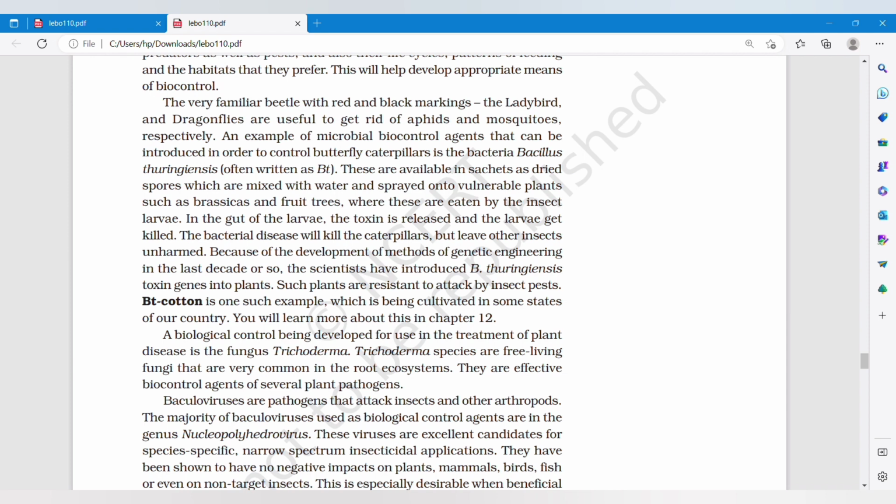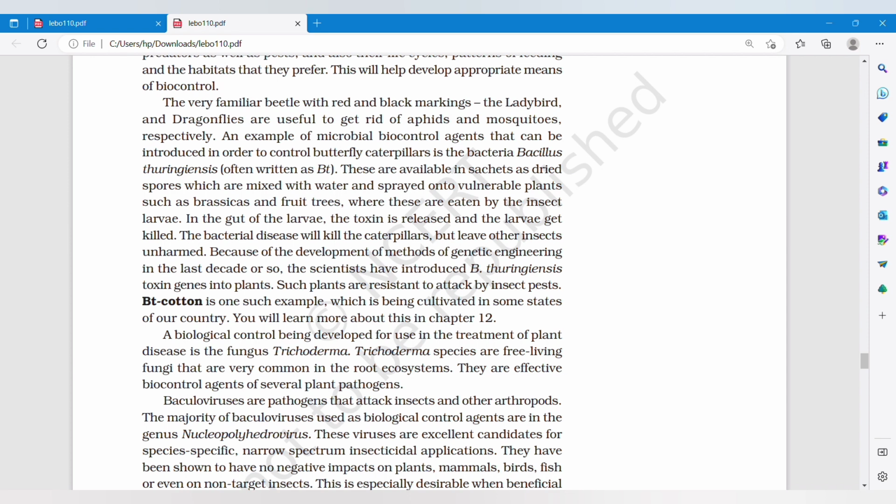Because of the development of methods of genetic engineering in the last decade or so, scientists have introduced B. thuringiensis toxin genes into plants. Such plants are resistant to attack by insect pests. Bt cotton is one example which is being cultivated in some states of our country. You will learn more about this in chapter 12.